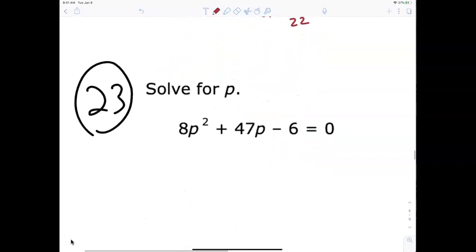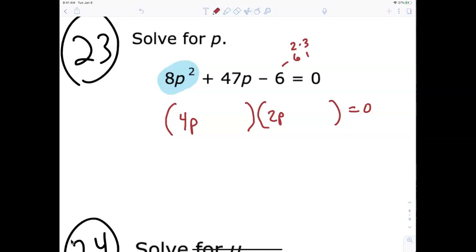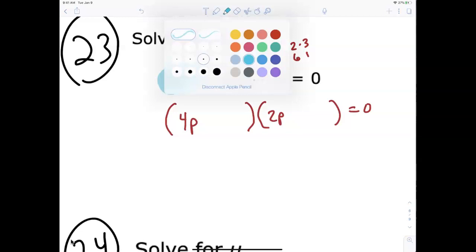Let's check out 23. Okay, 23 now is the first time it's a little bit harder, so let's talk about it. Again, I'm trying to get the factors of p squared. So what we're going to do is break it down like I always said. Remember, I always said break it down to the middle factors, 4p and 2p. The problem with 4p and 2p is that 6 has to be broken down into 2 and 3 or 6 and 1.